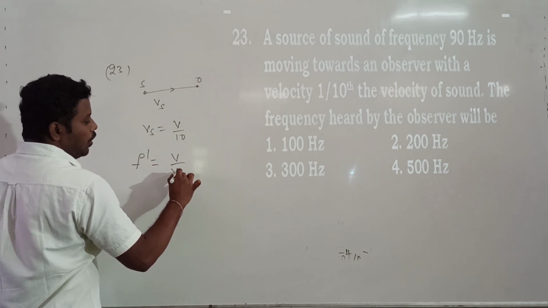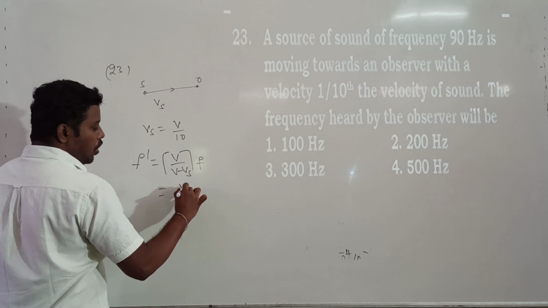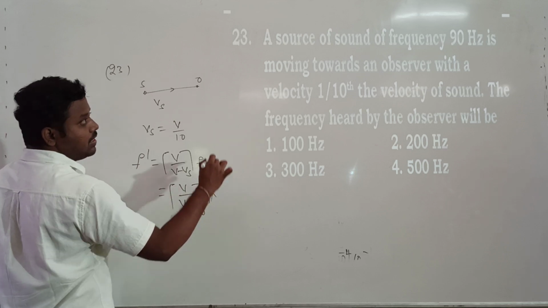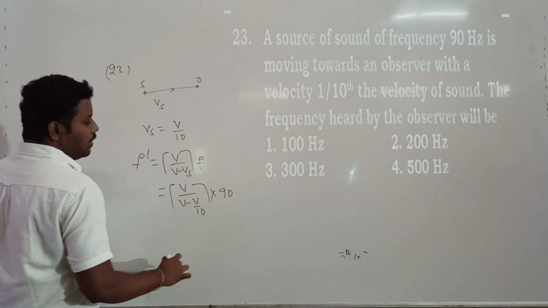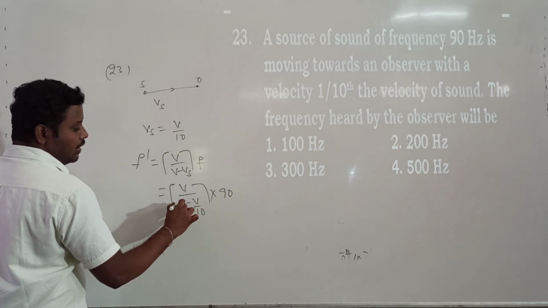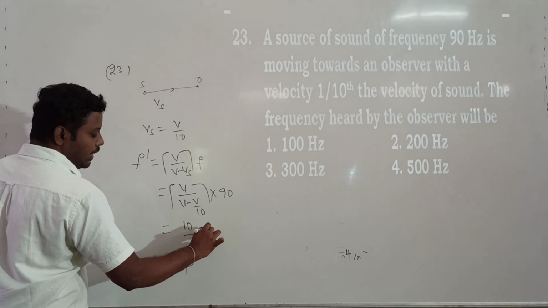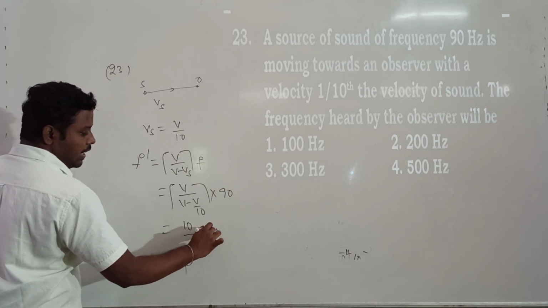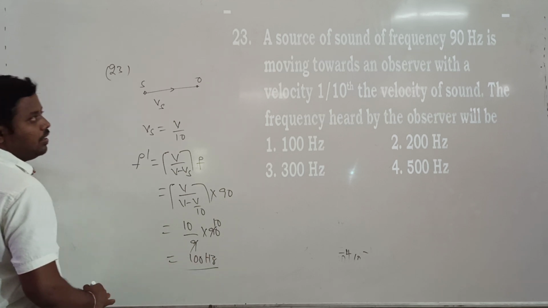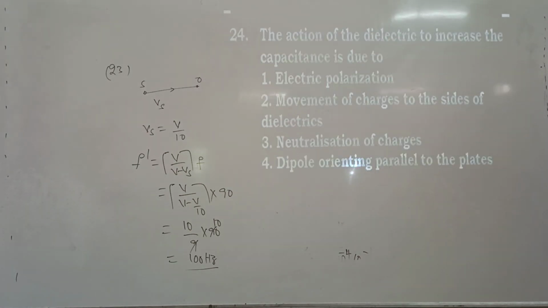What is the apparent frequency when source moving towards? So V divided by V minus Vs into F. Frequency will be increased now, which is equal to V divided by V minus V by 10 into F. What is the frequency of sound? That is 90 given. Then what will we get? So this is V divided by, LCM is 10, 10V minus V, that is 9V. So numerator will go, 10 by 9 into 90, which is 9 tens are 90, so that is 100 Hz. Correct? Frequency is increasing or decreasing? Increasing. Question number 23. Next one.